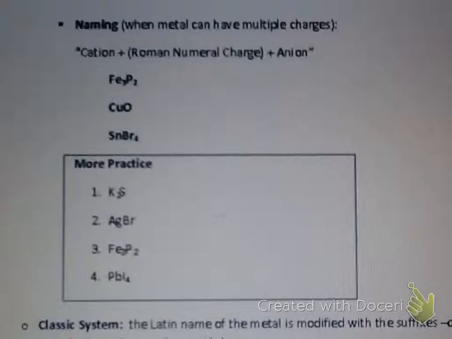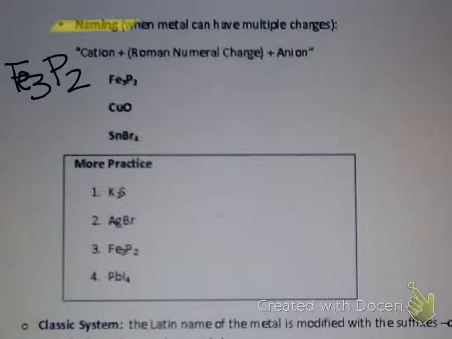Alright, so let's practice naming some real compounds, the full ionic compounds, that contain these metals with more than one charge. The only difference is, instead of just naming the cation and anion now, we're going to indicate the charge in the Roman numerals. So let's start. The first one we're looking at here is Fe3P2.